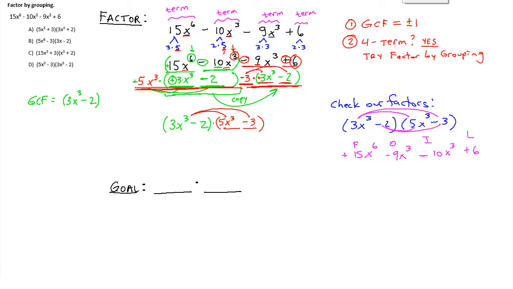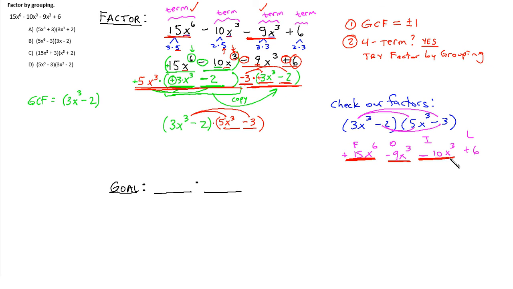So let's check these against our original polynomial. In our original polynomial, do we have a 15x to the sixth? Yes, we do. We got this term back. This O term, negative 9x to the third, do we have that? Negative 9x to the third, yes. And we could make these appear in the original order if we apply the commutative property of addition. No problem. We just need to make sure that they're all here.